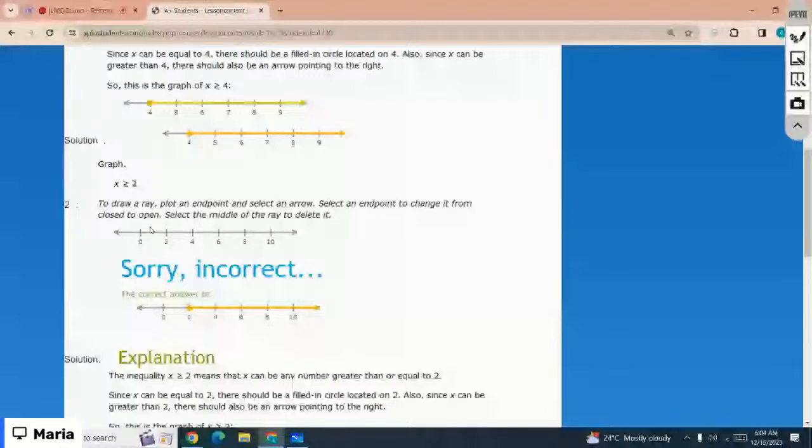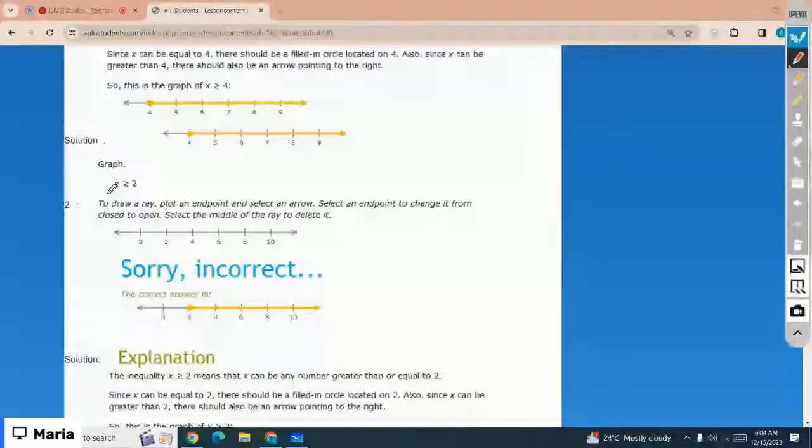The next one is graph x is greater than or equal to 2. Just understand the inequality, right? x is greater than or equal to 2. That means all the x values that are greater than 2 are the solution of the inequality, and equal to 2. Like 2 or all the numbers that are greater than 2, any number can be a solution of the inequality, right? So how do you graph? You have to make a filled in circle on 2 because 2 is also included, and all the numbers on the right hand side of the 2.